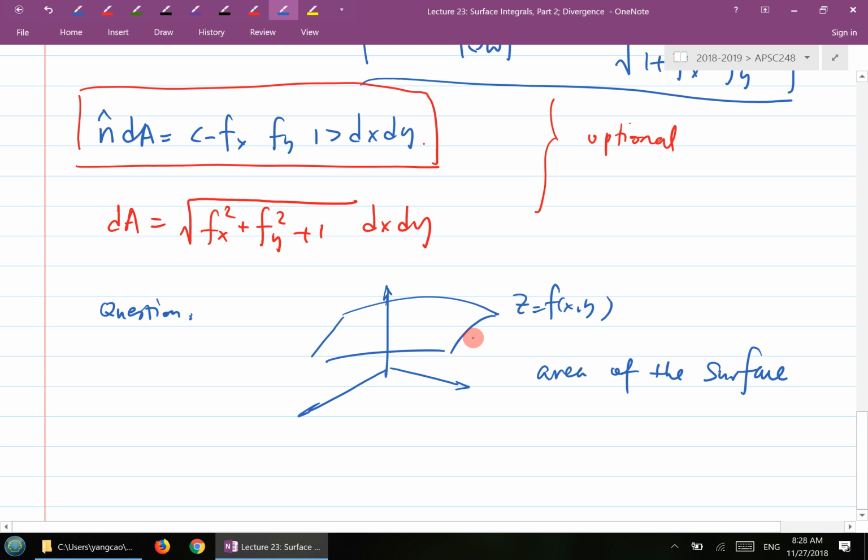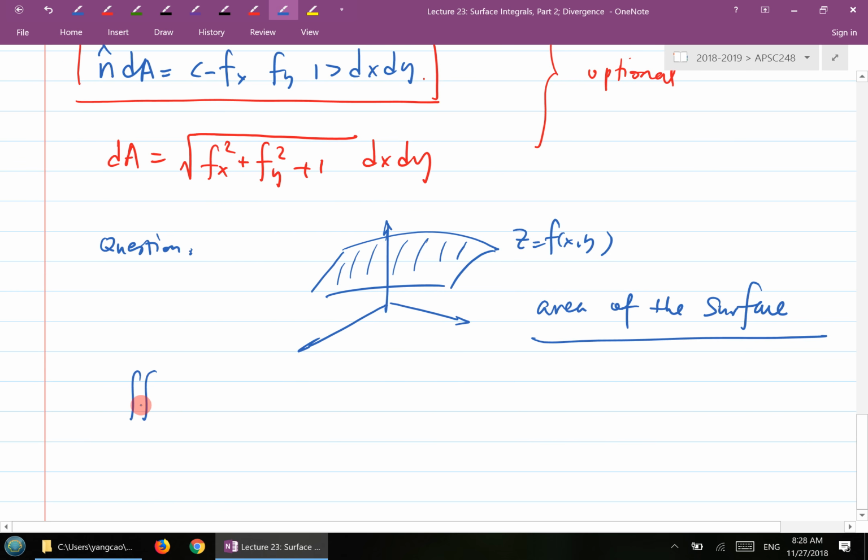But if this is a surface in 3D, then we can have a very similar question. What will be the area for this surface here? Technically, this is the formula. You integrate over this surface and you get the area, right? And this dA here is a very small patch. Then you can integrate, adding all the small patches up, and you get the total area.